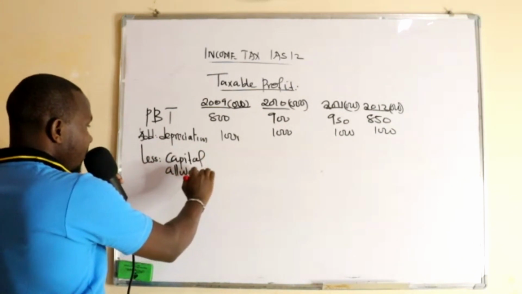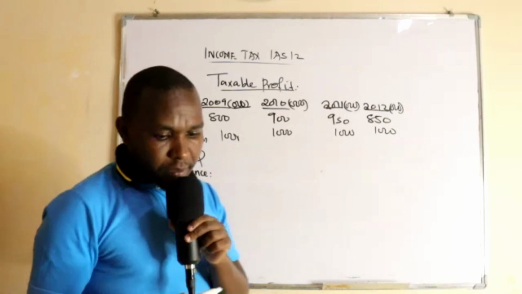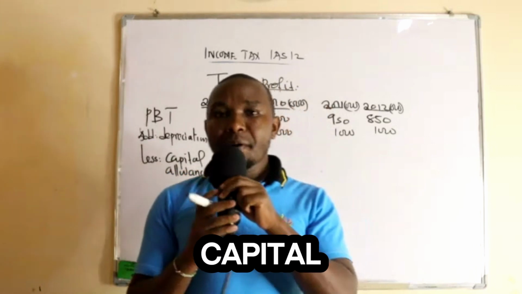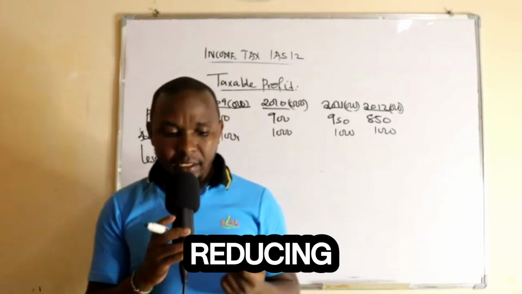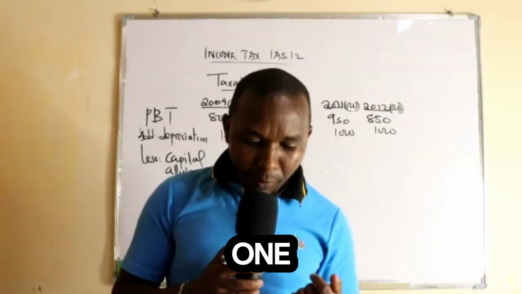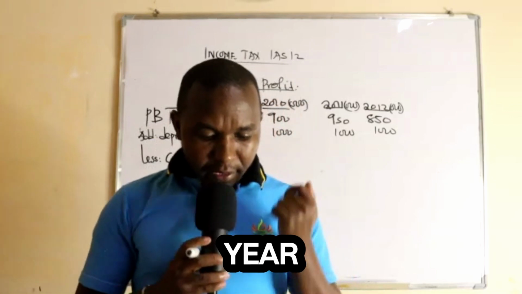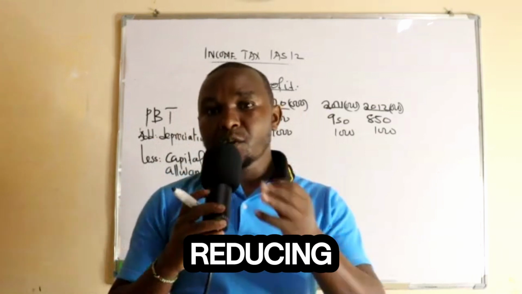So the capital allowance now, we are charging 40% on the first year. Remember the capital allowance, they use the reducing balance method. That's why for year 1, we are charging 40%. For year 2, 30%. Year 3, 20% and 10%, because they use the reducing balance method.